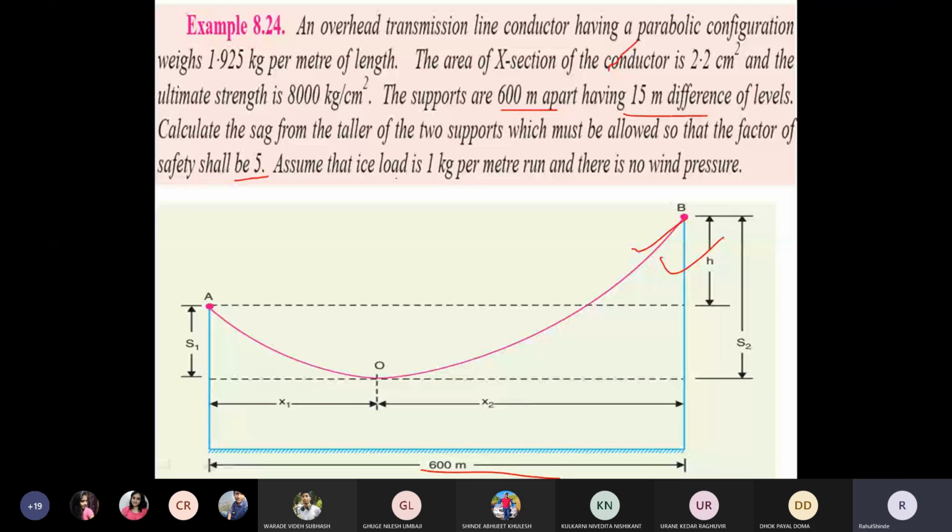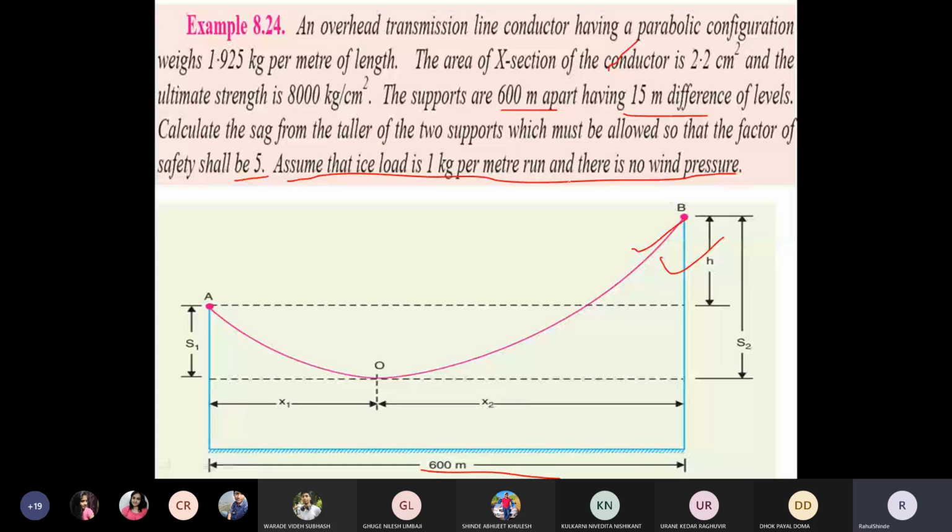Now the most important is the last statement. Assume that the ice load is 1 kg per meter run and there is no wind pressure. In the previous examples we have seen wind pressures given in the numerical, but in this numerical the wind pressure is to be 0, and they are giving the ice load. It is a simple numerical.